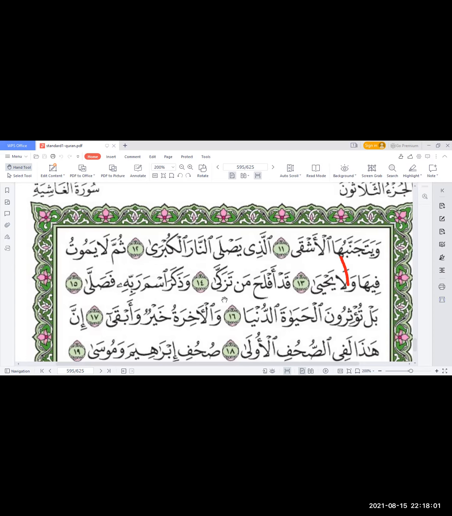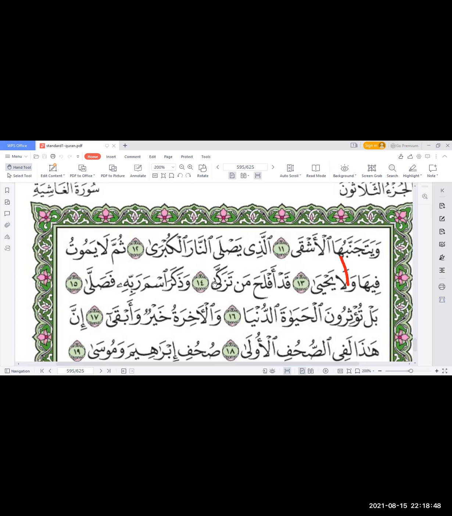Qad aflaha man tazakka. Naam. Qad means verily, is a tawkid, emphasis. Okay, qad verily. Aflaha man tazakka. Aflaha is that's the answer. Aflaha is fi'l al-madi. Okay, and then it means the person has passed or has succeeded. Yeah. Has succeeded. Who has purified? Who purifies himself? Tazakka.